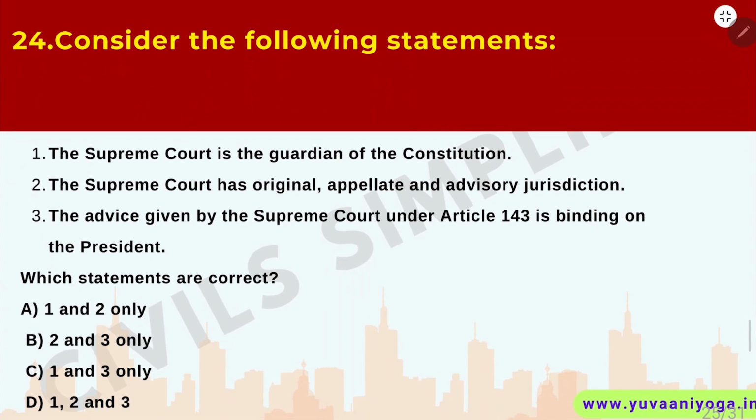Question 24. Consider the following statements. The Supreme Court is the guardian of the Constitution. The Supreme Court has original, appellate and advisory jurisdictions. The advice given by Supreme Court under Article 143 is binding on the President. So this is wrong. Answer is option 1 and 2.